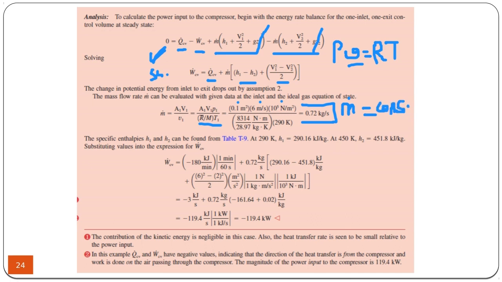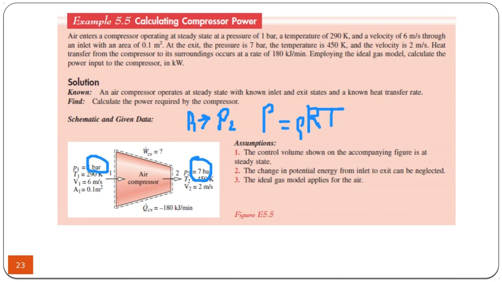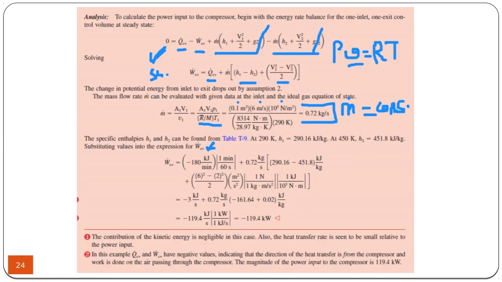So the work can be calculated with the given values. This is the heat loss given to you, because in the statement of the problem it says that there's a loss of heat of 180 kilojoules per minute. So this is the amount of heat loss per unit time. So we need to put it as minus 180 kilojoules per minute. By dividing it by 60, we can find it in kilojoules per second, which is kilowatts.